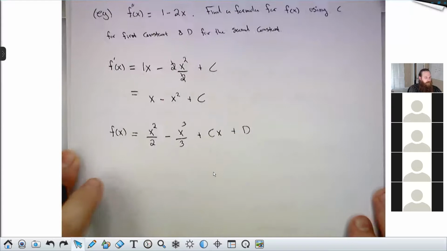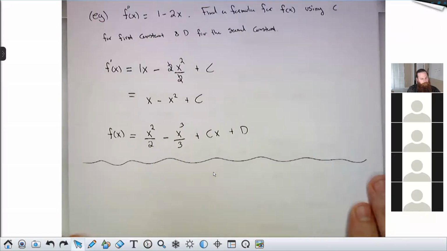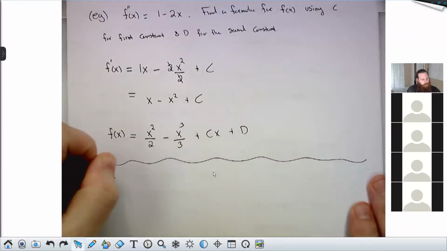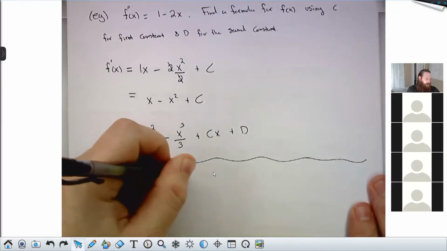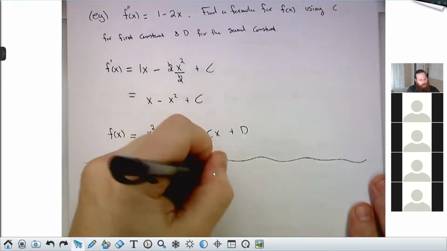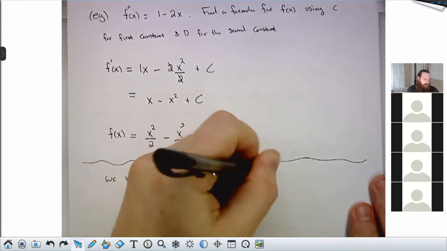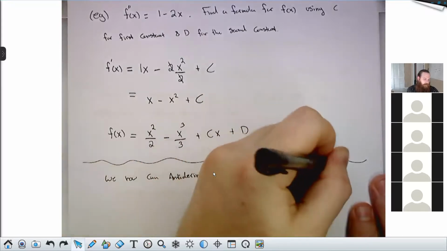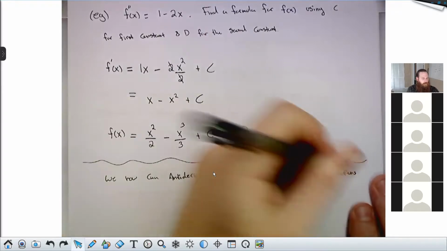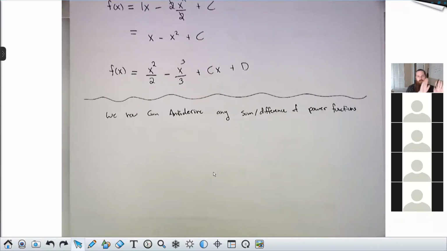Okay. I want to show you how to anti-differentiate one more class of functions while we're here today. We now know how to anti-differentiate any sum or difference of power functions. Right, anything that's polynomial or polynomial-like, anything that we can write as a constant times x to some power plus another constant times x to another power and so on.